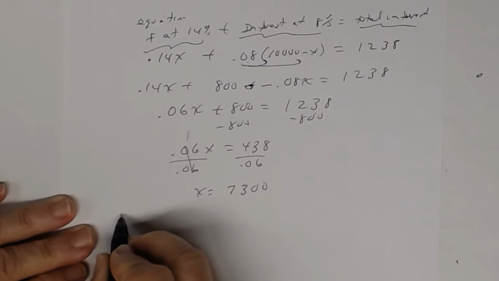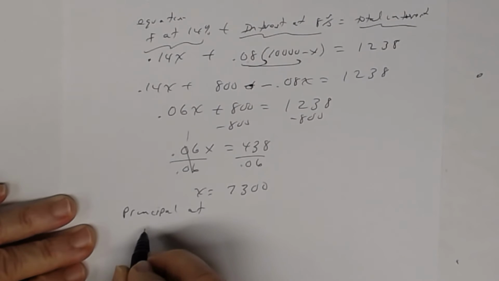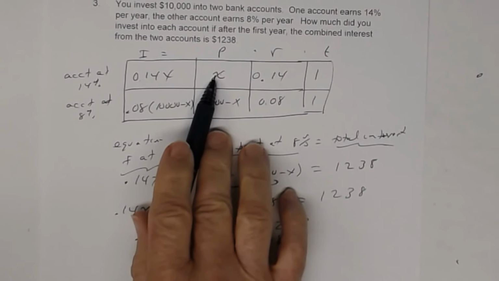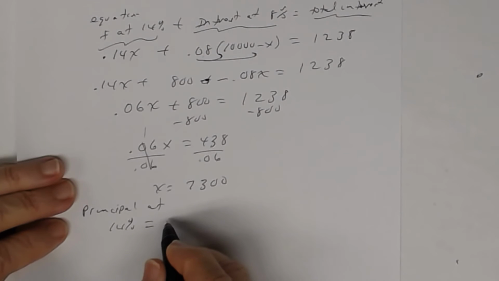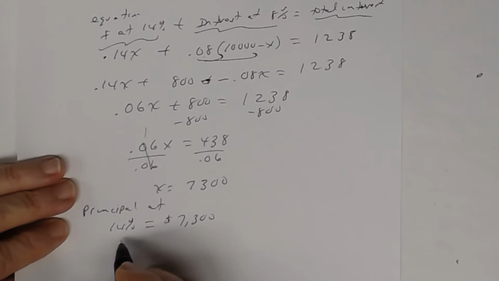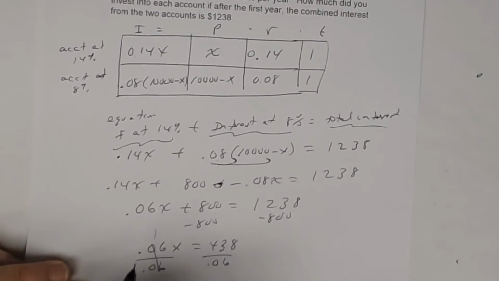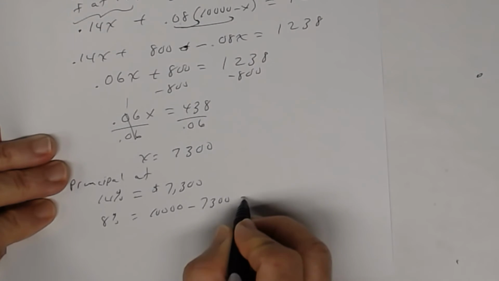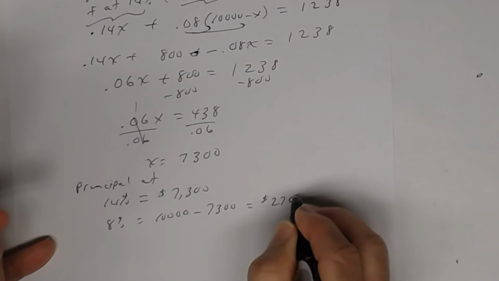So the principal at 14% equals x, right? Well, what is x? X is 7,300. At 8% it is 10,000 minus x. So that's 10,000 minus 7,300, which equals, use your calculator if you have to, what's that, 2,700? And there's your answer.